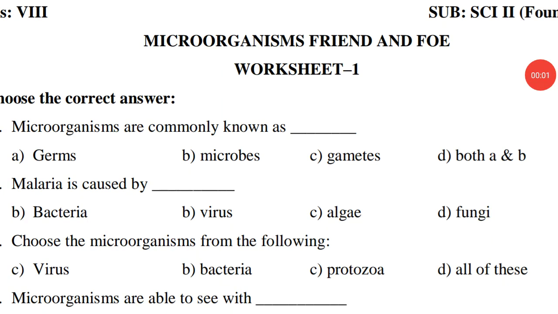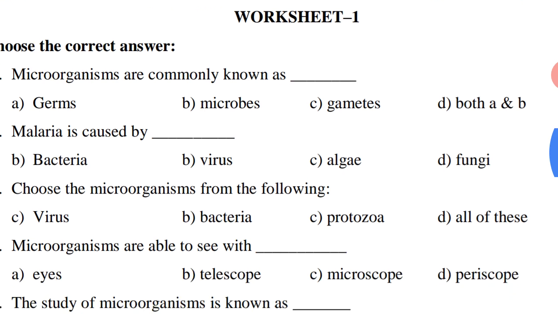Okay children, are you ready for the worksheet description? Okay. So if you listen carefully, you need just 5 minutes to complete this worksheet, okay? Microorganisms are commonly known as, the other name of microorganism is: germs, microbes, gametes, both A and B. Malaria is caused by, okay, you have to find out which type of microorganism: bacteria, virus, algae, fungi. Choose the microorganism from the following: virus, bacteria, protozoa, all of these.